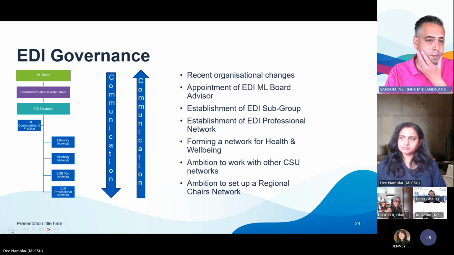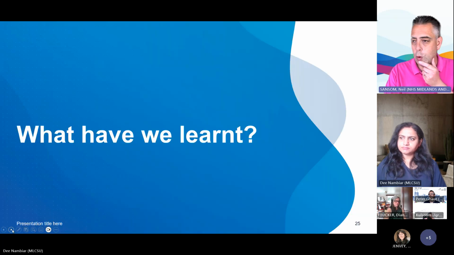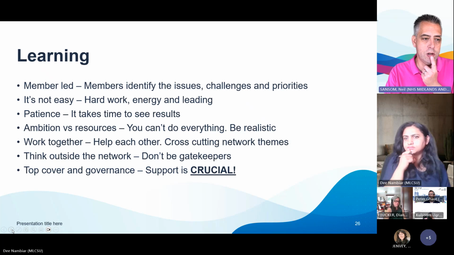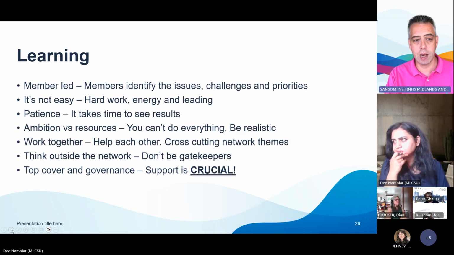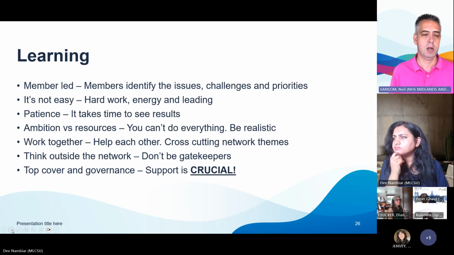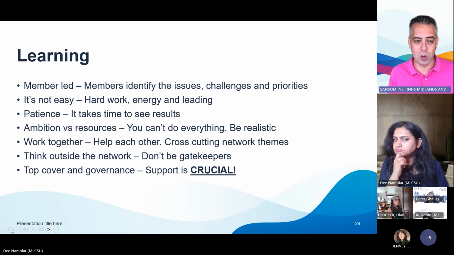Next slide, please. So what have we learned? The key point is that it's got to be member-led. They identify the issues, the challenges, the priorities. As I mentioned, I'm just here as a figurehead to give people direction, get the support in place and try to help solve their problems. It's not easy. It is hard work.